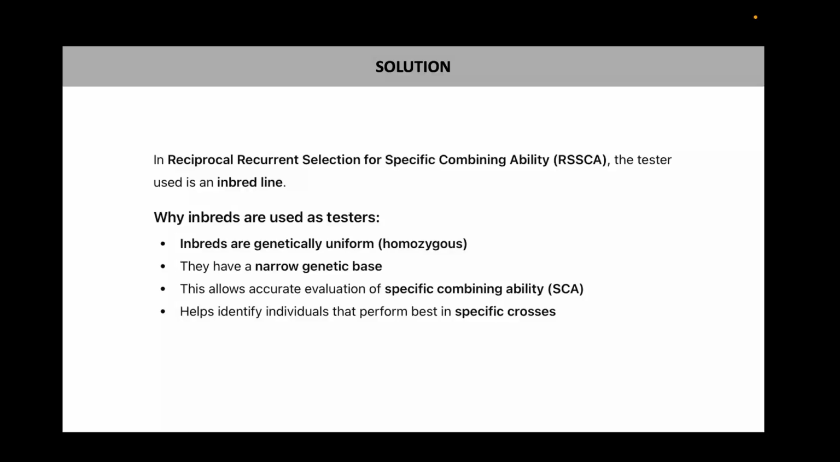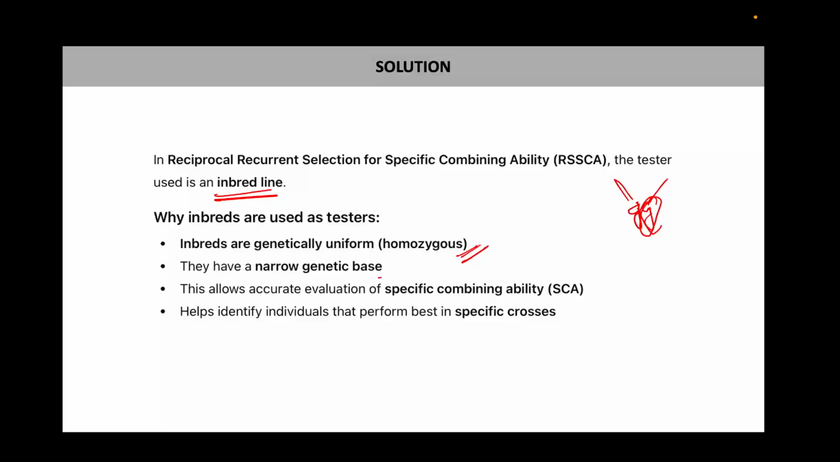In this case, the tester that is used is an inbred line. Now, why are inbred lines used as testers? The first reason is that inbreds are genetically uniform varieties. They will usually be homozygous, and this gives a better chance for the combination to be the same. For example, if the inbred variety has this as its genetic trait, no matter which of these alleles goes, the offspring will always receive only one type of allele. So this gives genetically uniform offspring, and it will be homozygous.